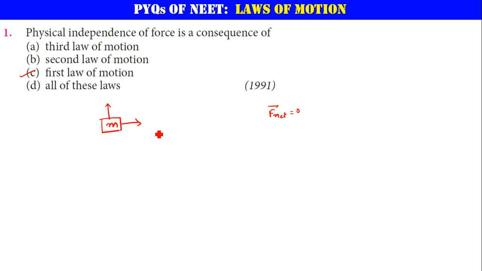When you are applying this, suppose there are 4 forces acting on this mass M: F1, F2, F3, F4. Along the horizontal direction the net force has to become 0. F1 should be balancing F3 in this case and F2 should be balancing F4. That's when we can say that the system is in equilibrium. Now you can say that this is how the first law of motion is related to physical independence of force. So option C is correct.